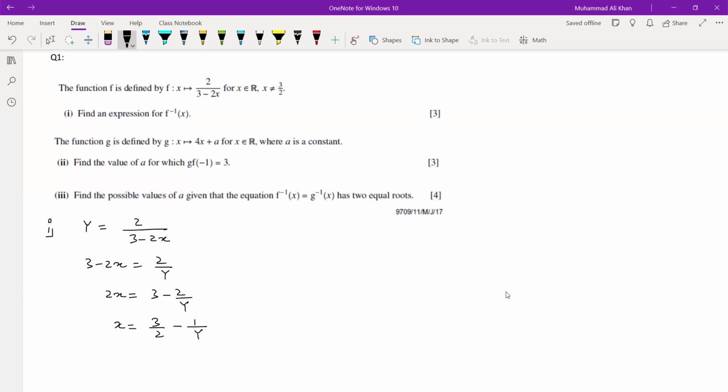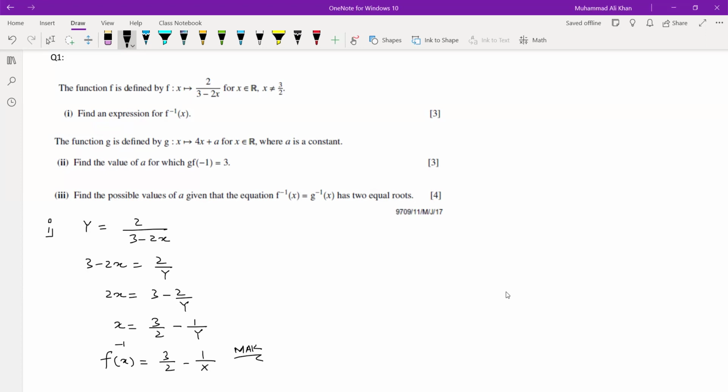As soon as x becomes the subject, we can say this is the inverse function of x. 3 over 2 minus 1 over x, replacing y by x. Right? So this is your inverse function. Are you clear?